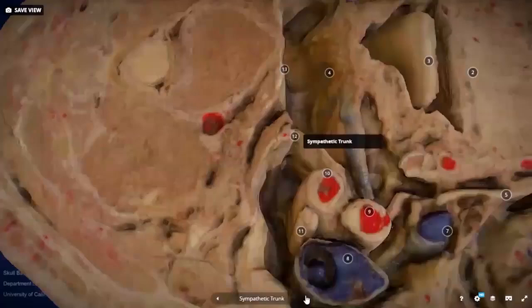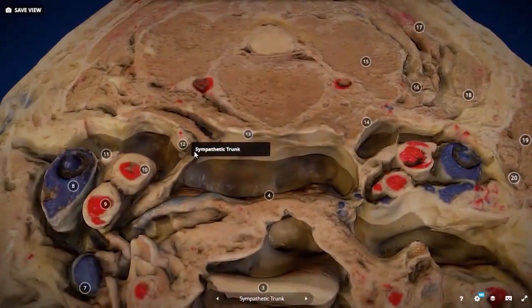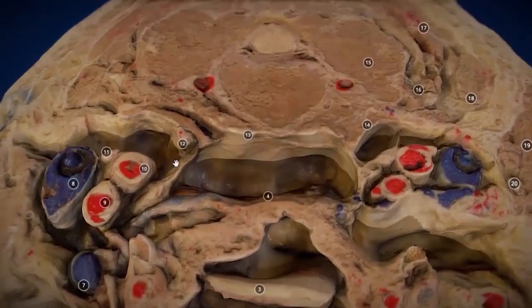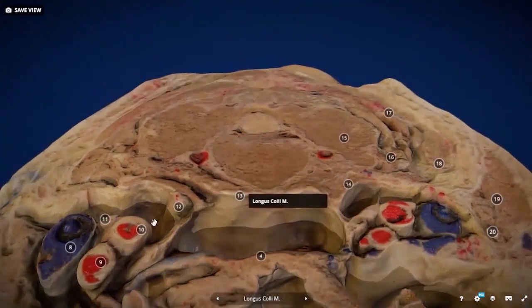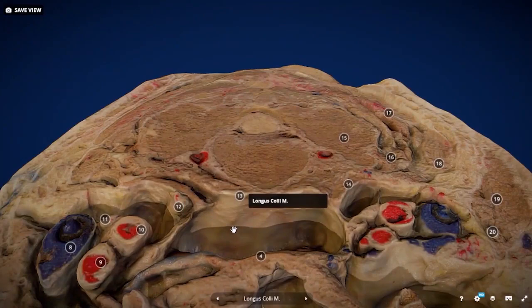So let's move medially, and what we can see here is the sympathetic trunk, which is usually in a very intimate relationship with the carotid artery. In this case, we separate a little bit the structures just to properly identify them. And moving medially towards a muscular compartment, but we saw laterally there was a vascular compartment, we see the longus colli. If we remember, the superior attachment of the longus colli is going to be at the anterior tubercle of the atlas.